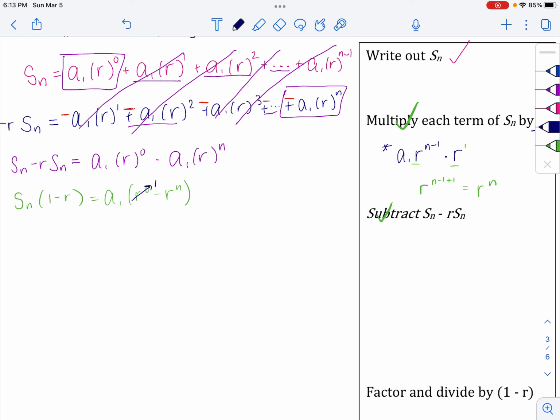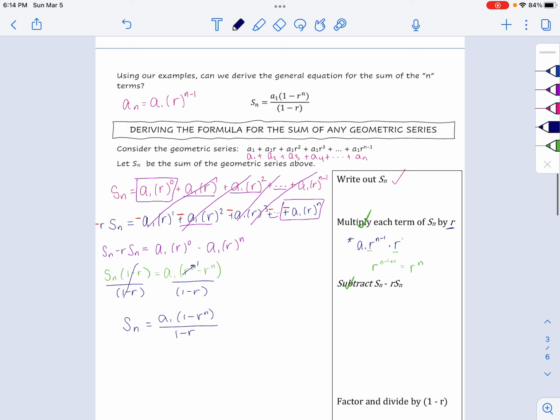All right, the next thing I want to do is divide by 1 minus r. I want to cancel out whatever's stuck with the S sub n so that I get it by itself. So I'll divide by 1 minus r. I'll do it to both sides. This cancels. I'm left with S sub n equals a sub 1 times 1 minus r to the n over 1 minus r. And look at that. That's exactly where we wanted to end up, right? Look at what we wanted and look at what we've got. You now are a mathematician.